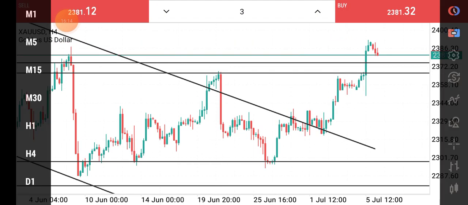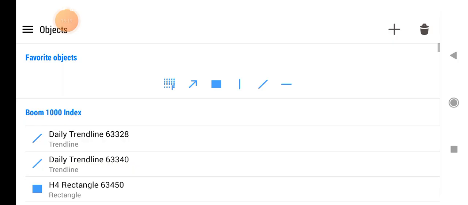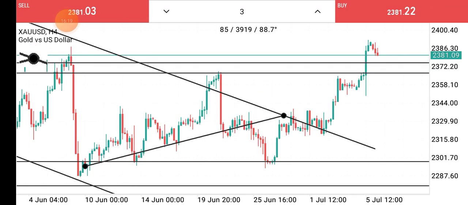Then even there's another opportunity here. See another one here, very nice one. You can see a very nice opportunity right here.